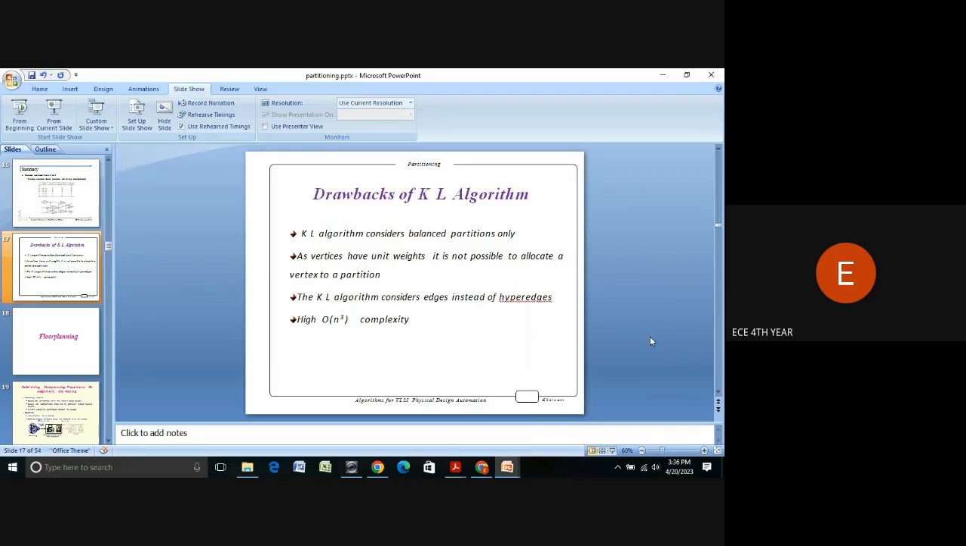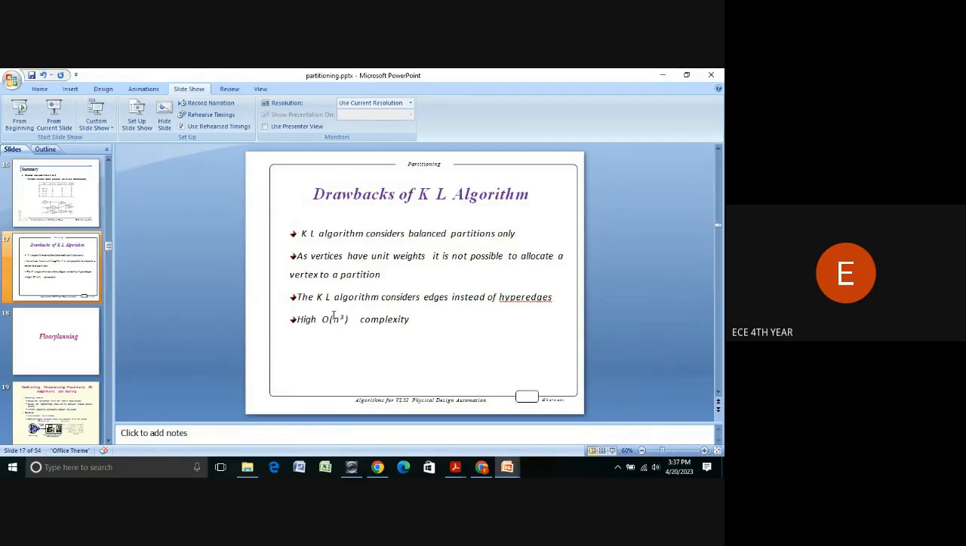The drawback is that the KL algorithm considers balanced partitions only. What is it doing? It first makes a bipartition of equal size; that is one drawback of this algorithm. Another thing I mentioned is that we had already reached the final optimized output in the second iteration only, but it is still running the algorithm up to 5 or 6 iterations. That is actually increasing the time complexity of the system. So the time complexity is big O of n to the power cube.